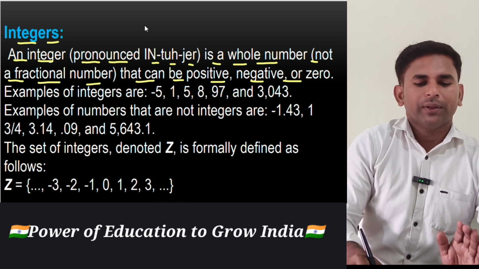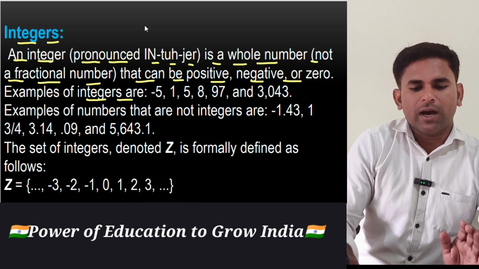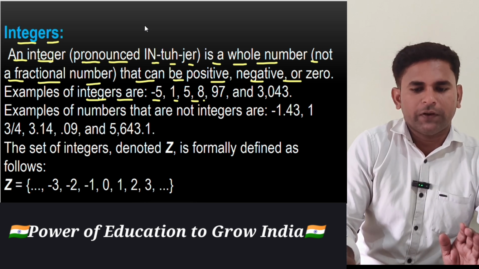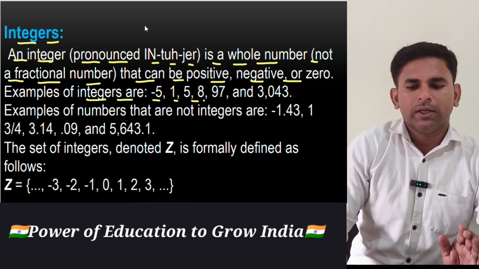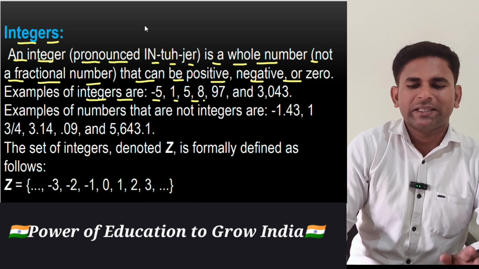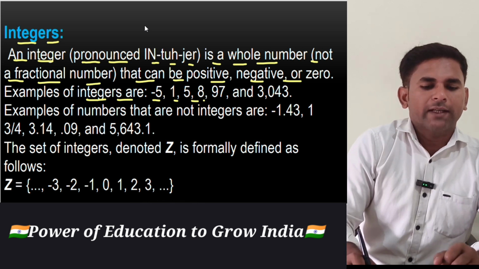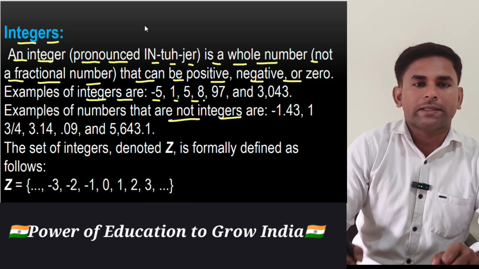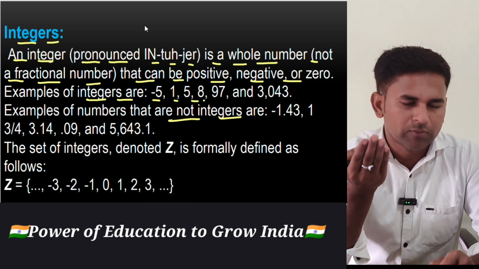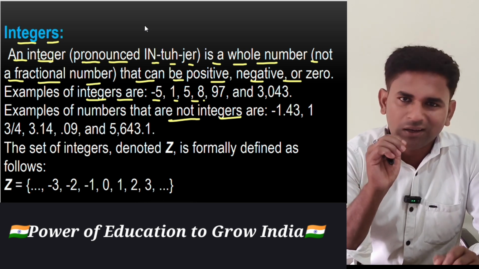Now here it tells that examples of integers are -5, 1, 5. Here is -5, this is 1, positive 5, 8, positive 97, positive 3, 0, 4, 3. So these are the integers. Examples of numbers that are not integers, it means the types of numbers that we cannot consider in integer form.